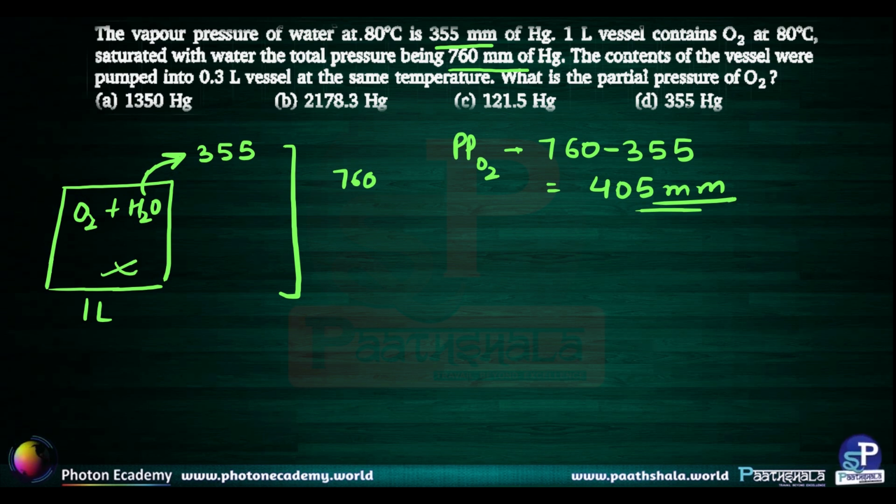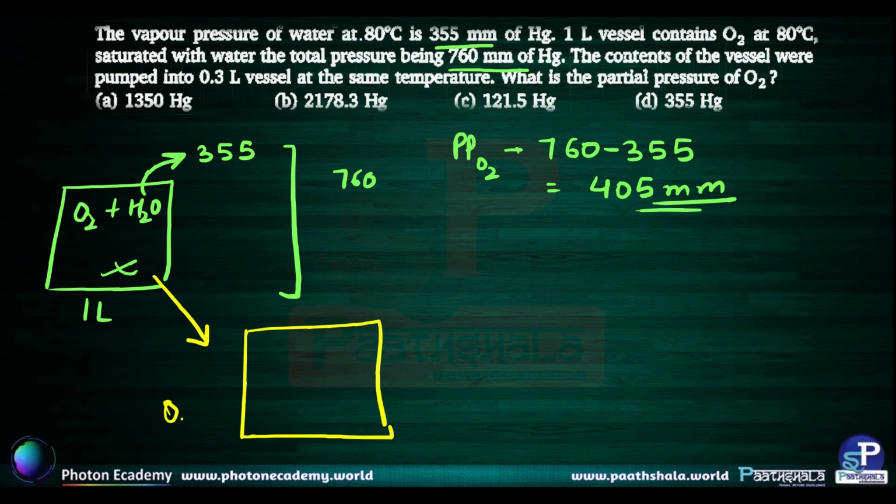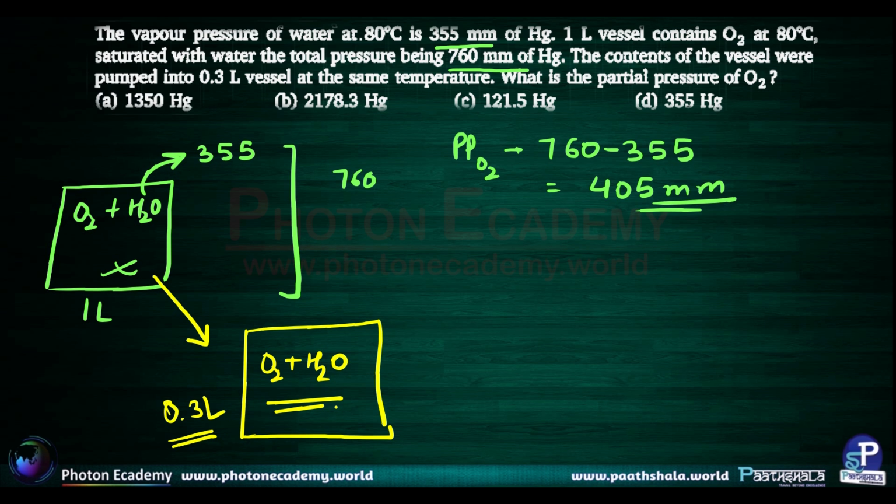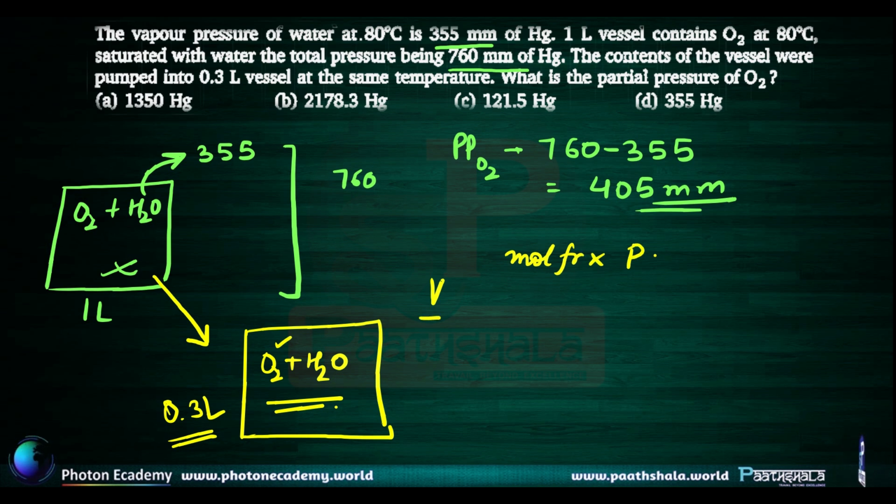Now what we've done is that we have shifted the contents of the gas from the 1 liter container to a 0.3 liter container. And now we have to find the partial pressure of oxygen. The partial pressure would actually change because the volume has changed, and the partial pressure is basically mole fraction multiplied by the total pressure. Since volume has changed, the total pressure will change. However, the mole fraction is the same since there is no leakage or anything of that sort.